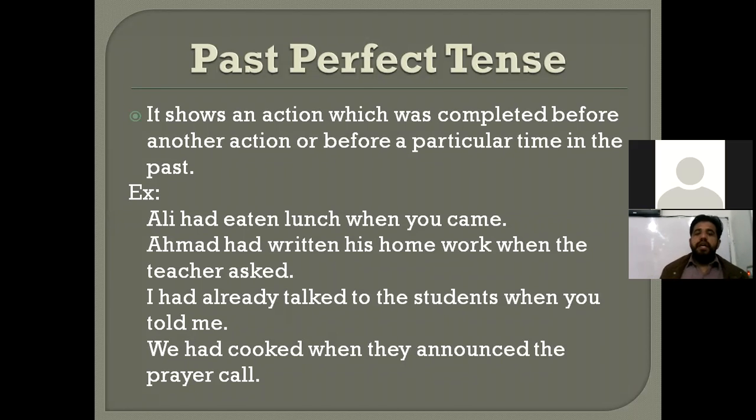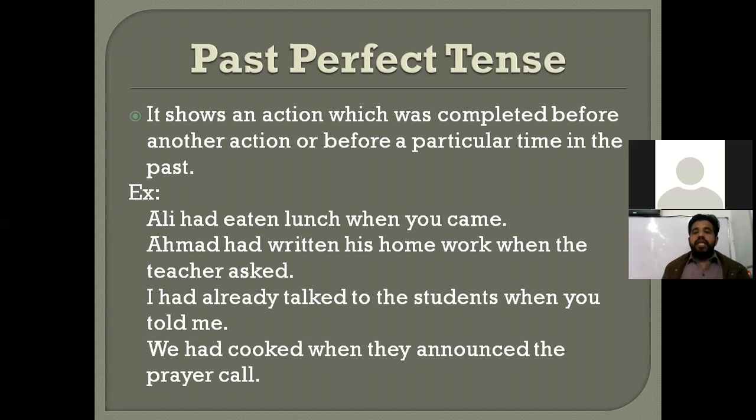Like we had third example, I had already talked to the students when you told me. So before you told me, I had talked to the students. That's why I'm using past perfect tense. I had already talked to the students when you told me. This action happened first, and when you told me, that happened later. So first I had talked, and then you told me.